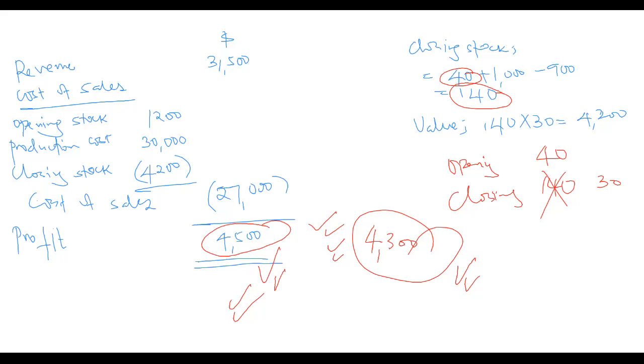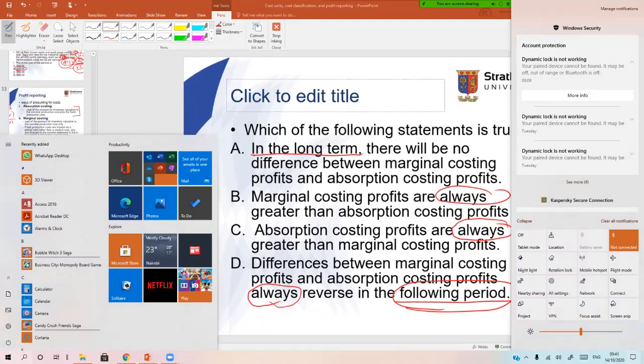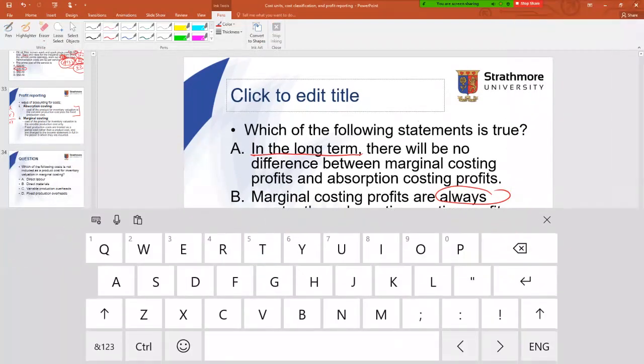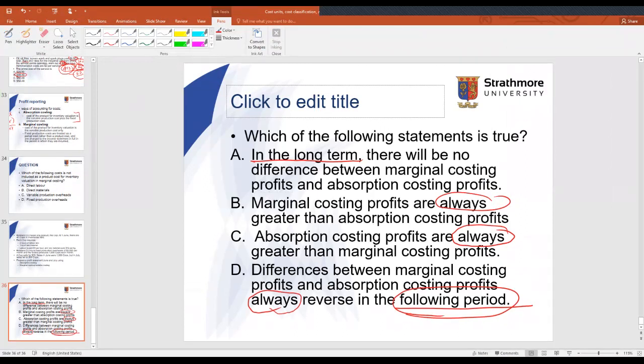As I say, there's no difference in the long term. The difference only appears in the short term, but in the long term, there is no difference between the two. Whether you use the marginal costing method or the absorption costing method, the profit remains the same. Clear?